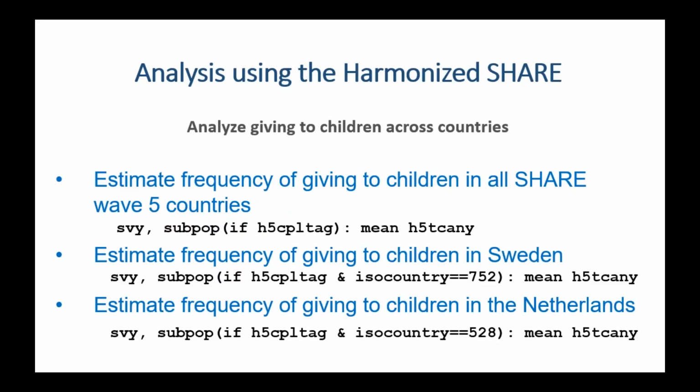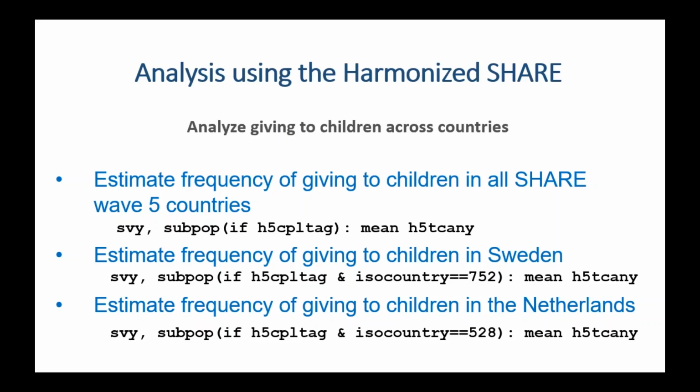All right, so let's actually get to some analysis. Let's analyze giving to children across countries. The first thing we can do is estimate the frequency of giving to children in all Share Wave 5 countries, those countries that we looked at earlier. The nice thing about this is that we don't have to tell Stata how our weights are set up or how the sampling was done. Again, we can just say SVY, comma, and what that does is it recalls everything that was told to Stata in SVYSet. In this case, we're just taking the mean of our binary variable, whether you've given to your children in Wave 5.